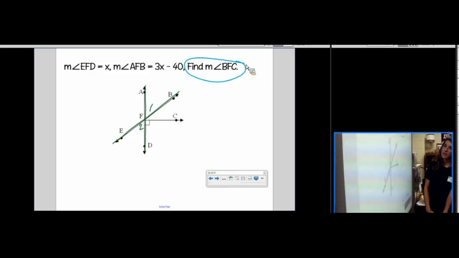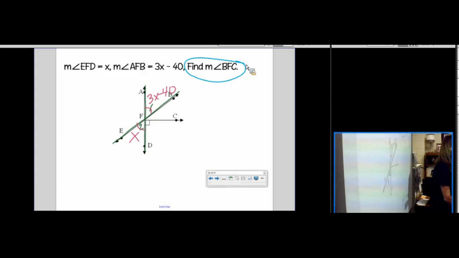Okay, so we are given EFD, and that's simple. They just called it X. That's nice to have a nice simple variable there. And AFB, 3x minus 40. And so we know that these are vertical angles. You have to know your vocab. You have to know what these angles look like.